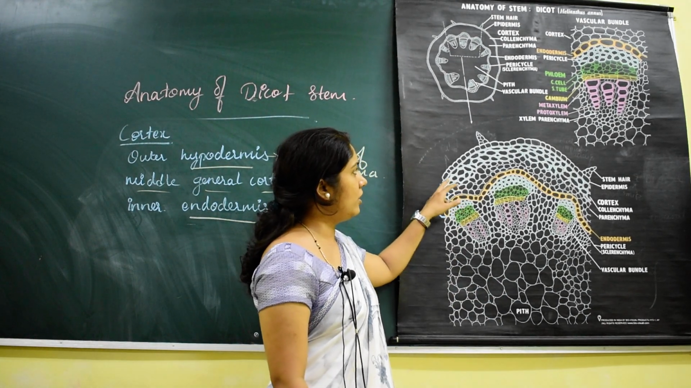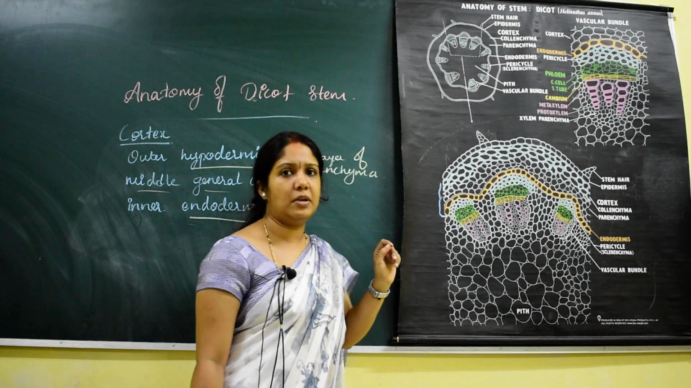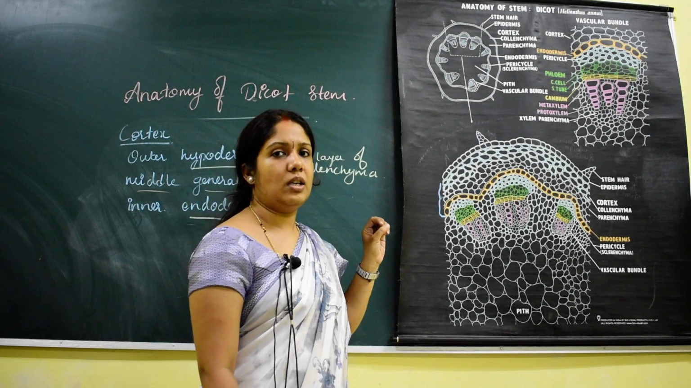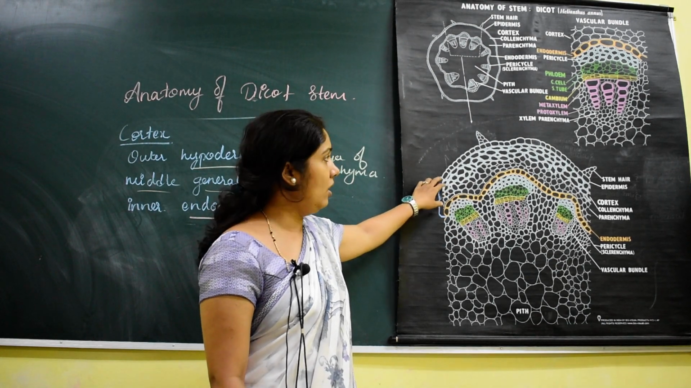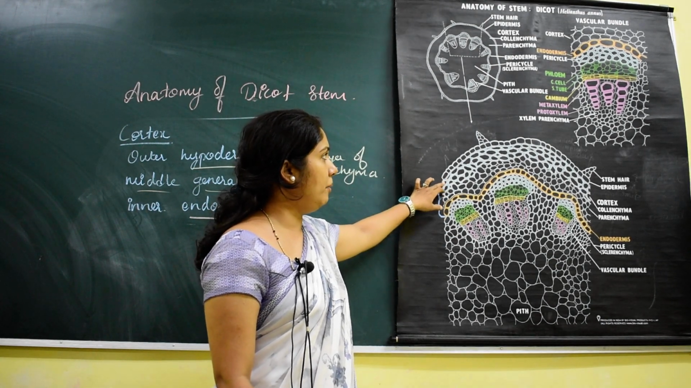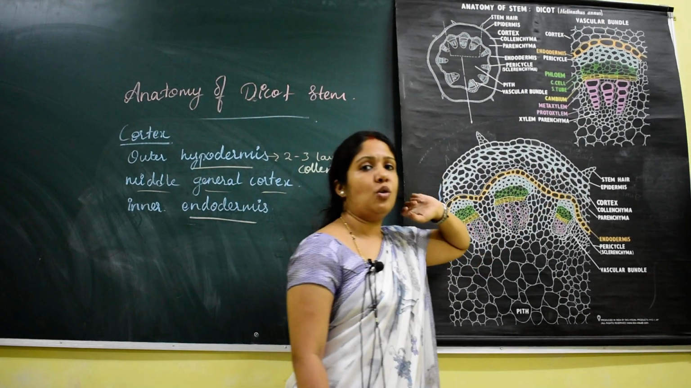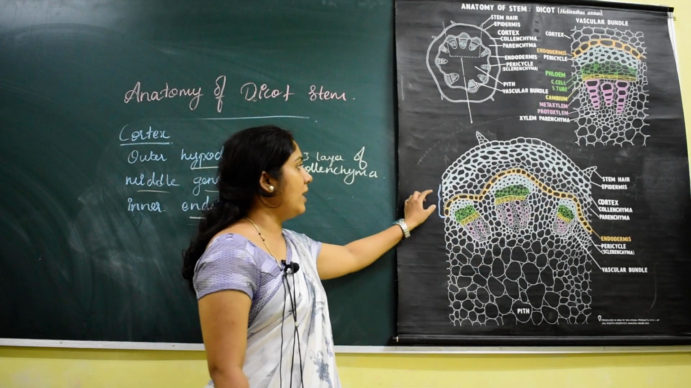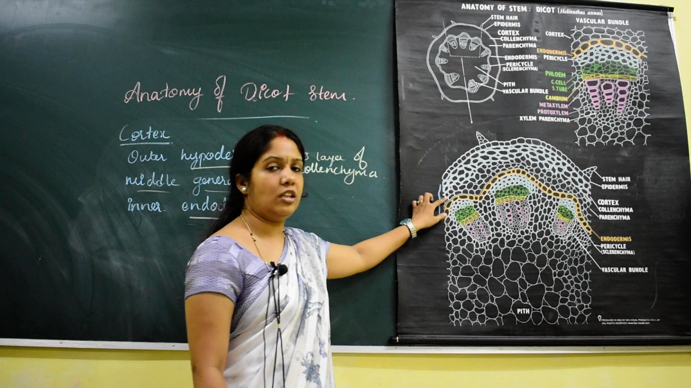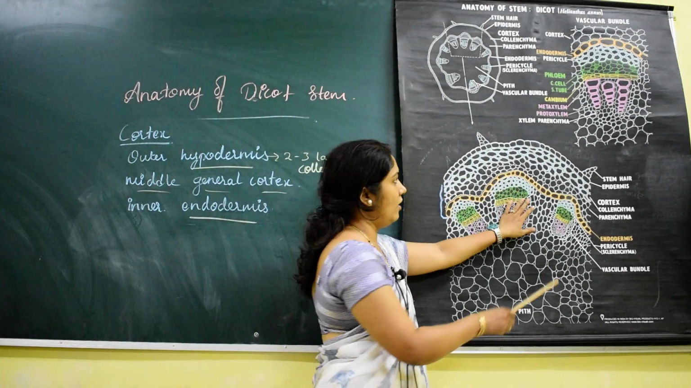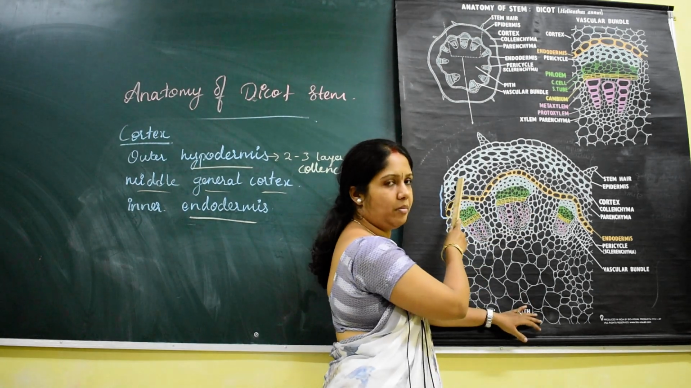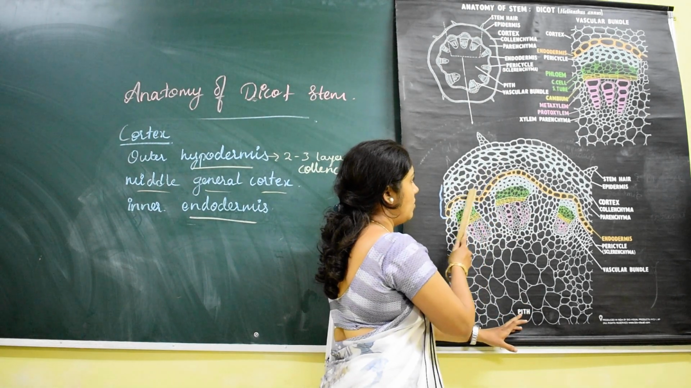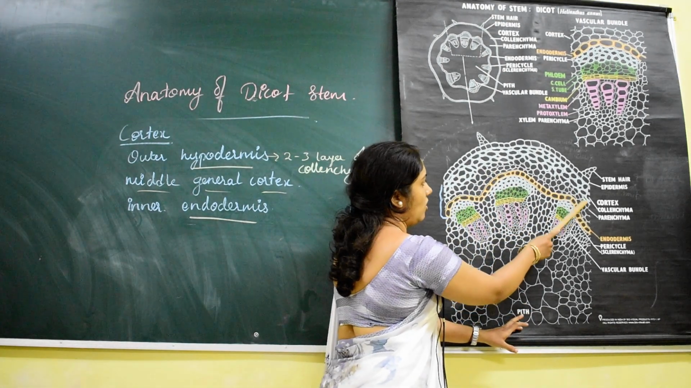In collenchyma tissue, there is a deposition of pectin in the cell wall. We can see pectinization in the collenchyma tissue. So the hypodermis here is made up of collenchyma tissue. Next to the hypodermis is the general cortex. You can differentiate: these 2 or 3 layers of cells are the hypodermis. Next to the hypodermis, the 2 or 3 layers of cells are the general cortex.